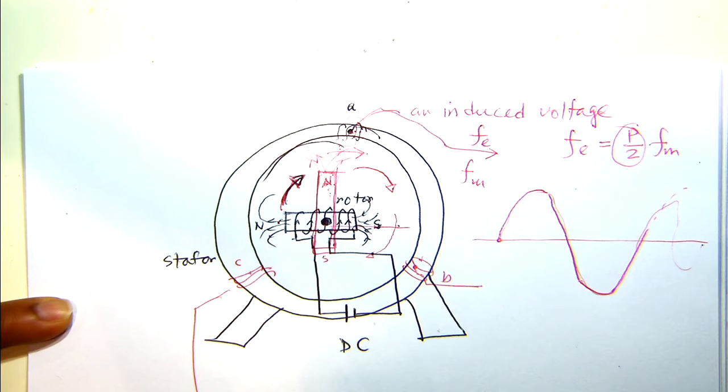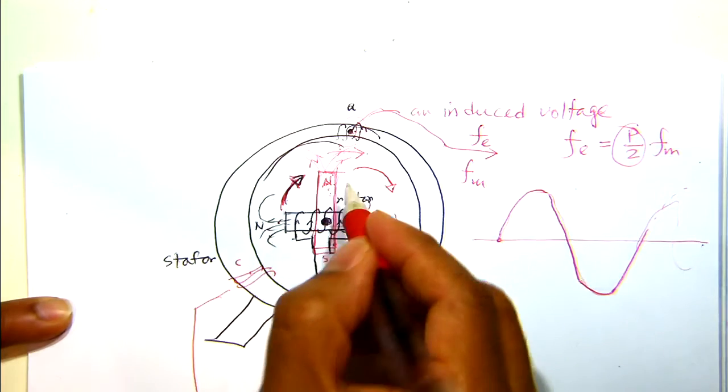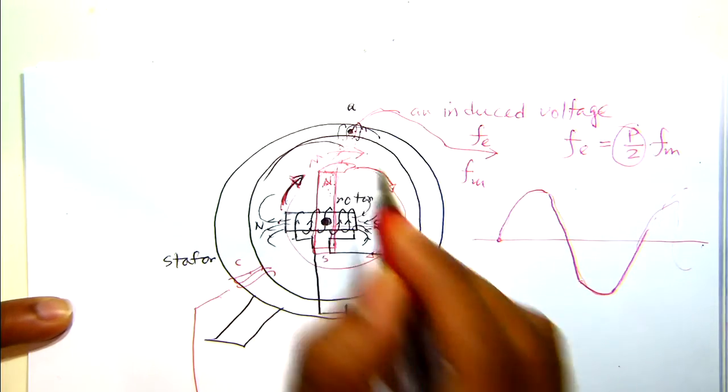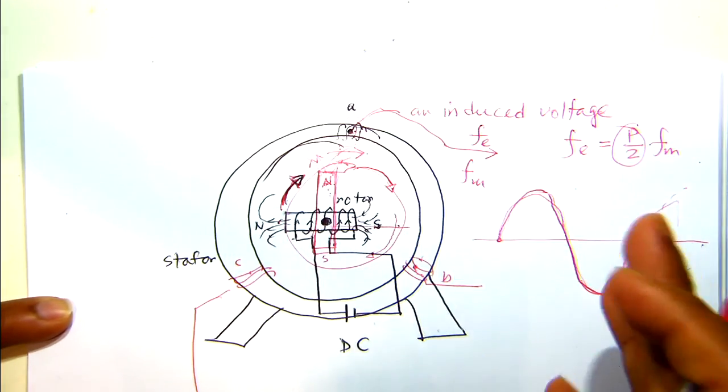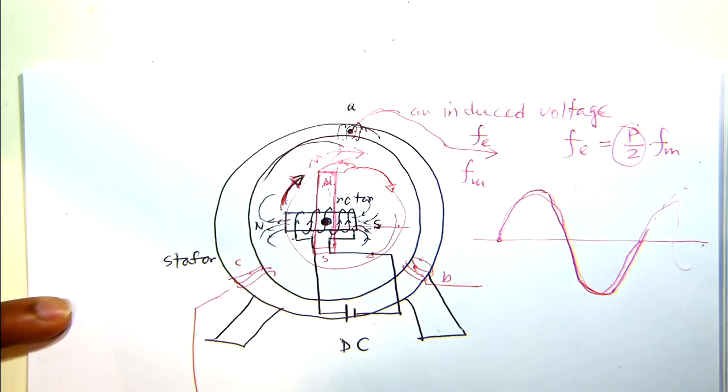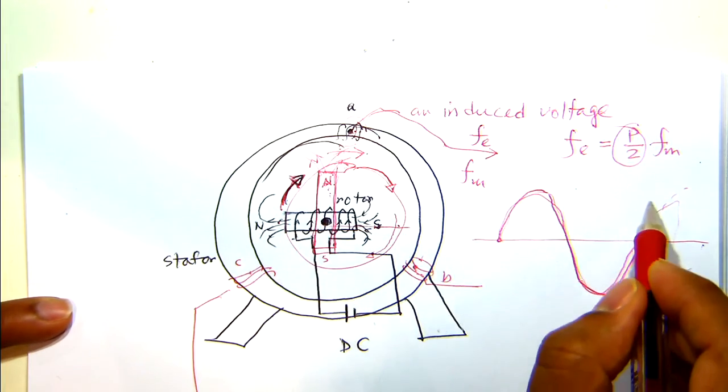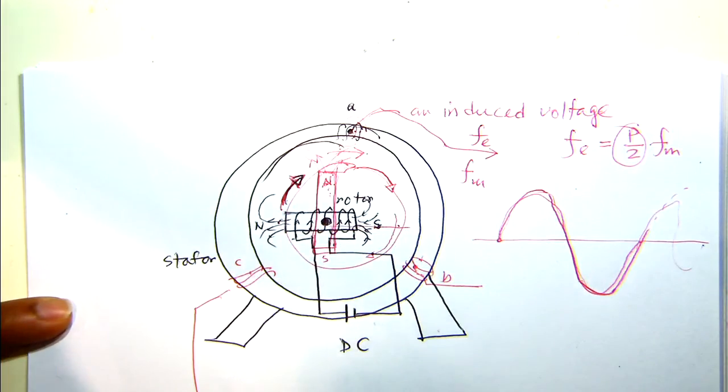Okay? So we have seen that every time it finishes one rotation, I have one frequency, like one complete cycle, isn't it? So if you have 1 pole pair, then you are doing 1 complete rotation, 1 electrical full cycle is done. Okay?